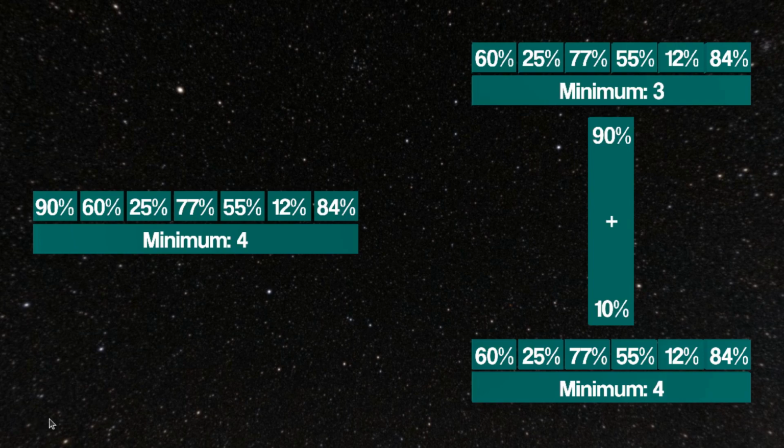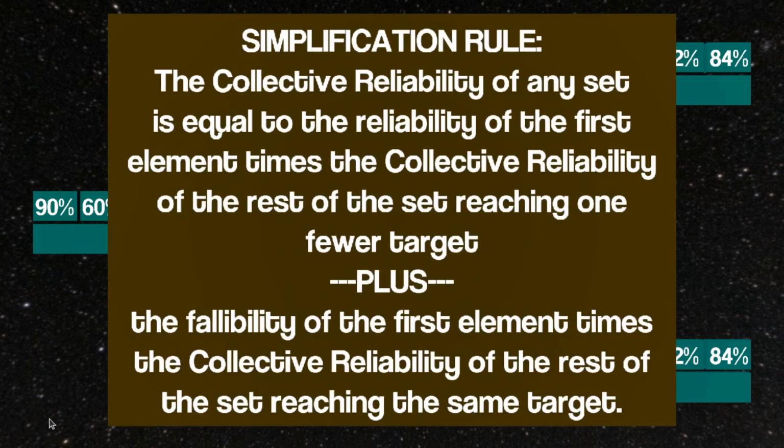I call this the simplification rule, which states that the collective reliability of any set is equal to the reliability of the first element times the collective reliability of the rest of the set reaching 1 fewer target, plus the fallibility of the first element times the collective reliability of the rest of the set reaching the same target.